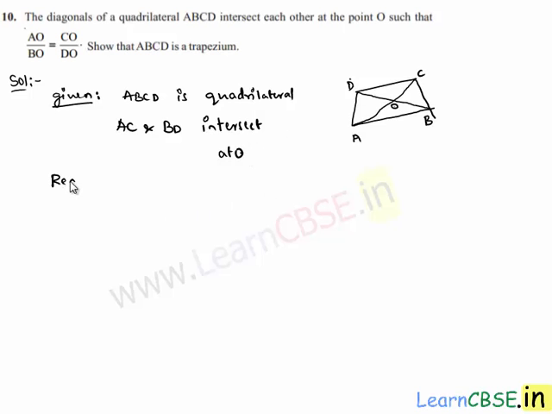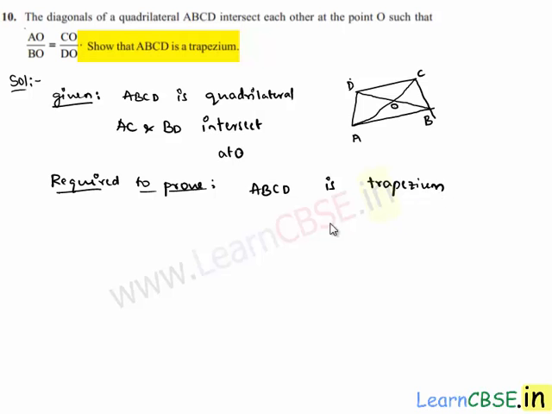So here we are required to prove that ABCD is a trapezium when AO by BO is equal to CO by DO. A quadrilateral is said to be a trapezium when two of its sides are parallel to each other. So here we are required to prove that AB is parallel to CD or DC.